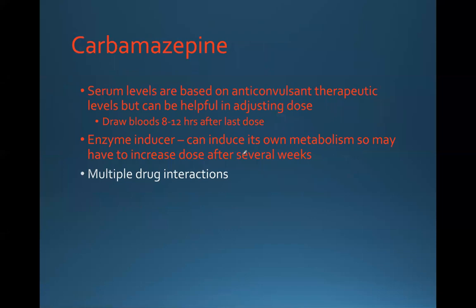Again, when we're looking at serum levels, they're actually based upon anticonvulsant therapeutic values, but we still use them because we are using dosages similar to anticonvulsants. And so that's typically what we're going to do, draw blood 8 to 12 hours after the dose. And again, with a drug that's an inducer, we always have to be careful that after a few weeks it may induce its own enzymes, so it may become less effective. Again, multiple drug interactions, which I showed you on the previous slide.